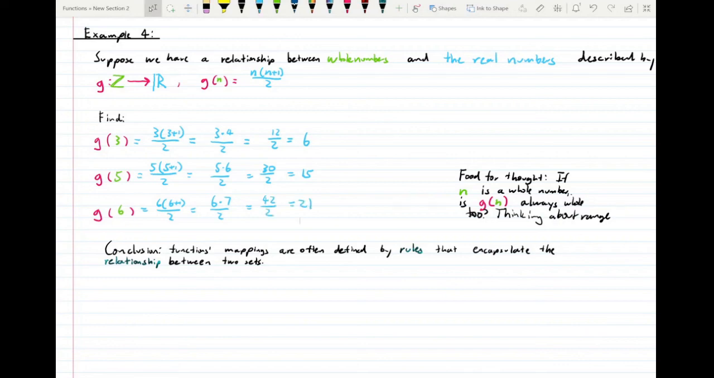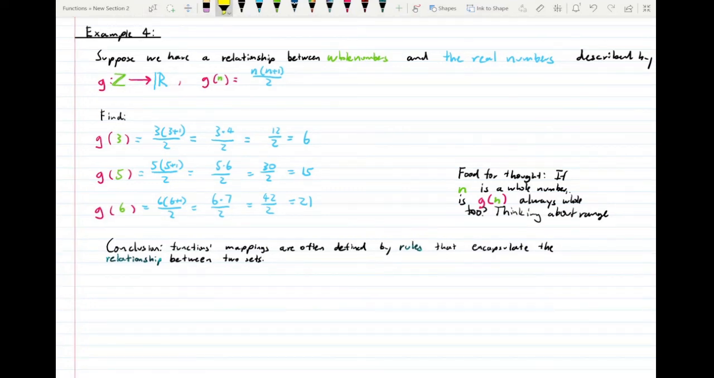Now, before we move on, I want you to take note of the fact that even though our mapping expression has a fraction in it, we never got a fraction out when we evaluated these inputs, right? We always ended up with a whole number, despite this divided by 2 that we have in the original definition. And I invite you, if you want, to look ahead to our discussion that's coming up on range, and think, when n is a whole number, as we've described, will the output always be a whole number? Give it some thought. But otherwise, that wraps up our examples.